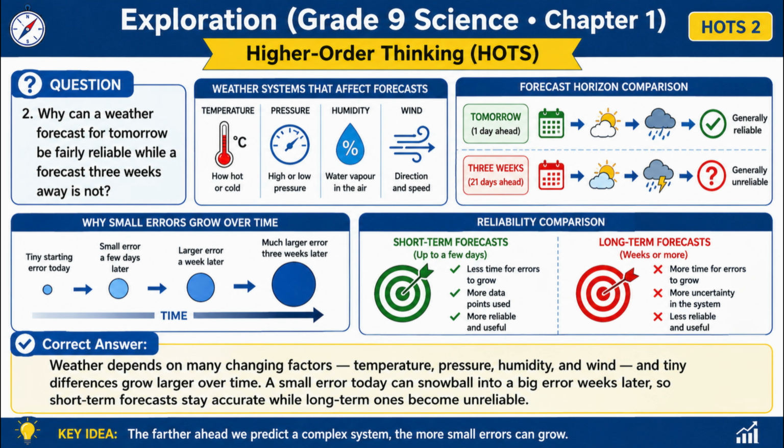2. Why can a weather forecast for tomorrow be fairly reliable, while a forecast 3 weeks away is not? Weather depends on many changing factors: temperature, pressure, humidity, and wind, and tiny differences grow larger over time. A small error today can snowball into a big error weeks later, so short-term forecasts stay accurate while long-term ones become unreliable.